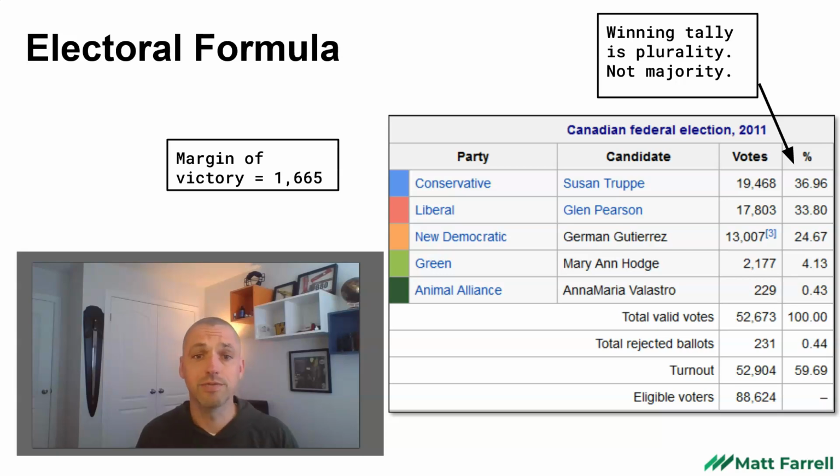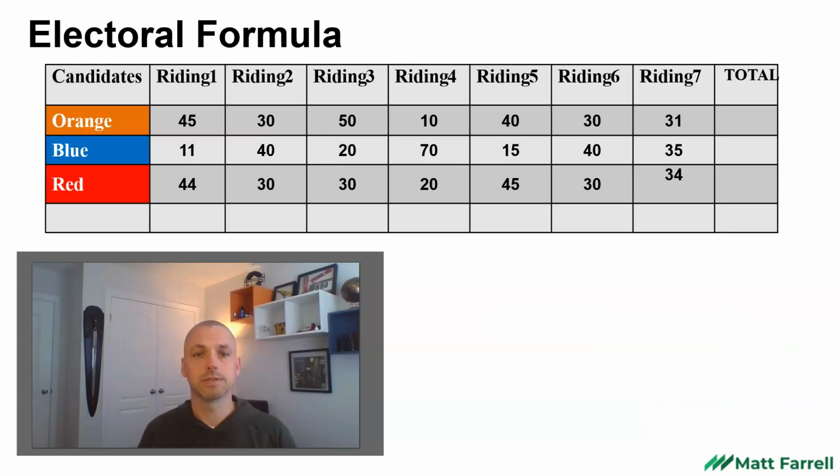And in this case, the margin of victory was 1,600 votes. So if some of those Green Party voters had switched and voted for, let's say, the Liberal candidate, Glenn Pearson, we would have had a very different result. And so sometimes that happens where you get members representing only a plurality of their constituents.